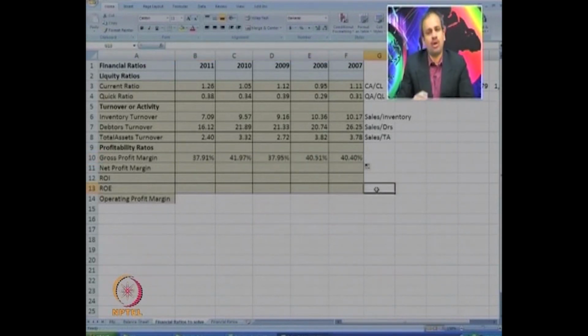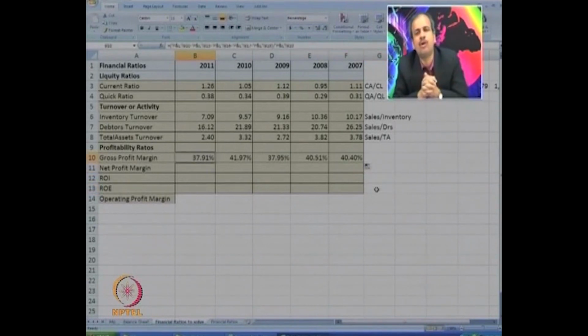So, the ratio is more or less the same, but you can see in the recent year 2011 it has somewhat fallen. It was about 40% in earlier years. Now, it has slightly gone down, indicating that there is some pressure on the margin. The company's profitability has somewhat fallen.